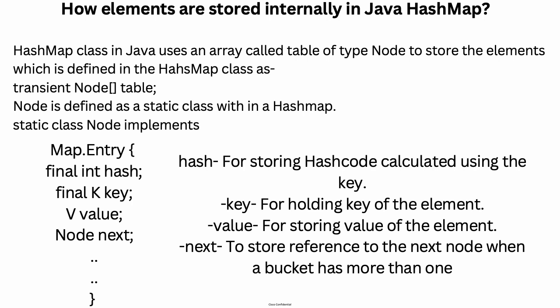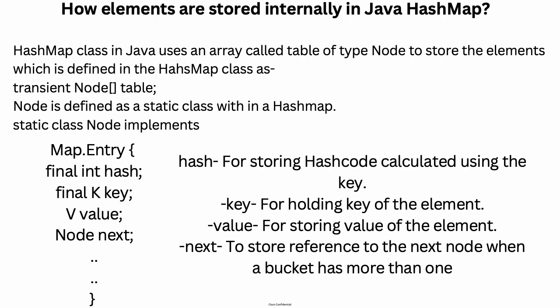HashMap in Java uses an array called table of type Node to store the elements, which is defined in the HashMap class. I have given the class Node implementation like Map.Entry there. Inside that we have four fields: hash, key, value, and next. Each field has its own storing purpose: hash stores the hash code calculated using the key, key holds the key of the element, value is for storing the value of that element, and next is just a reference to the next node.